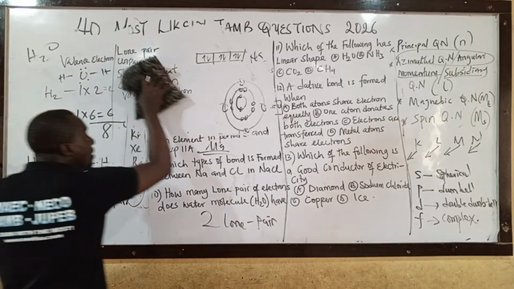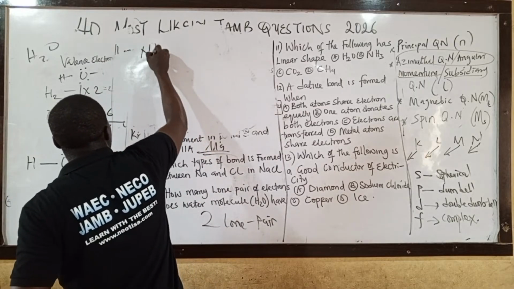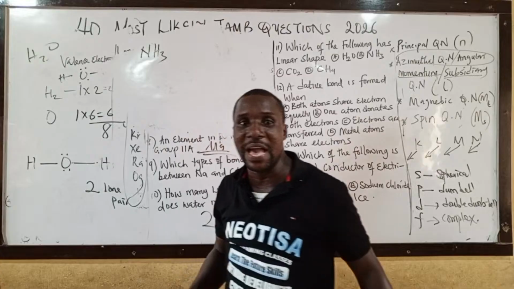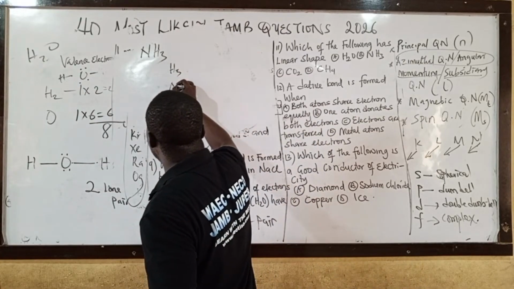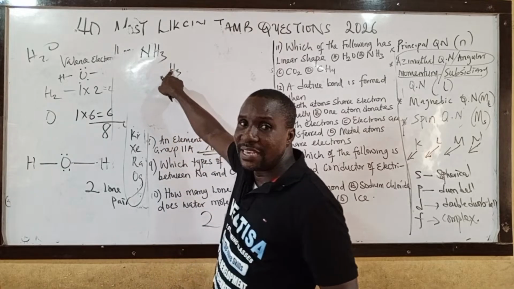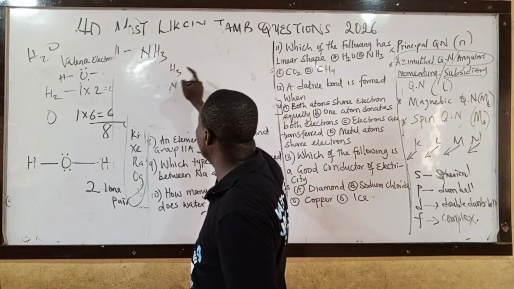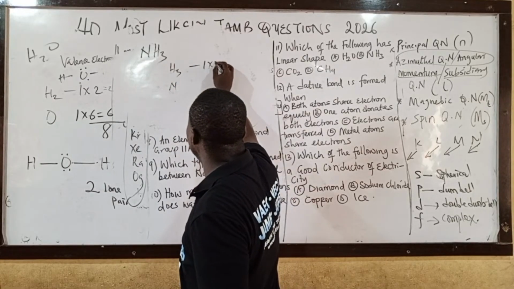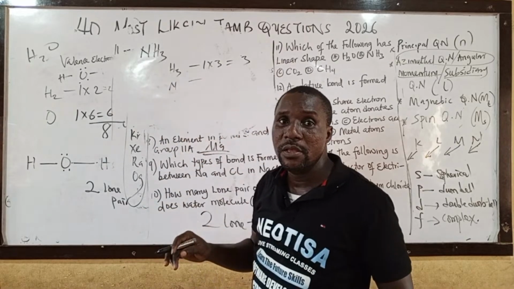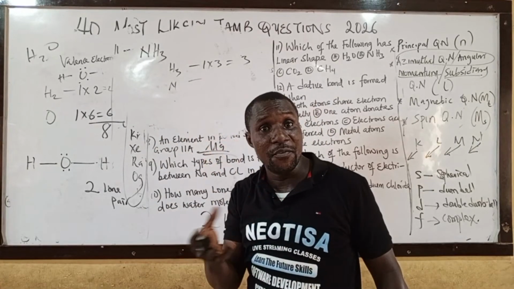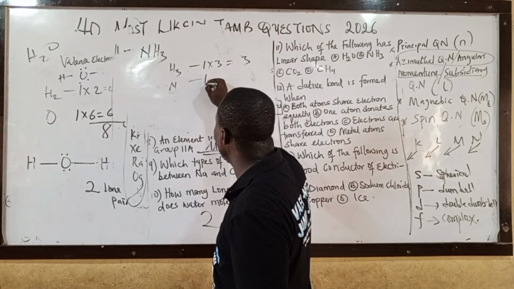For example, let me use ammonia. If they ask you how many lone pair are there in ammonia, what do you do? You have hydrogen and nitrogen. The valence electron of hydrogen is 1. It has 1 electron on the atom shell. How many hydrogen? 3. That is 1 times 3 equal to 3. In nitrogen, how many valence electrons? 5. You can find it in group 5. You have 5 electrons on the atom shell.